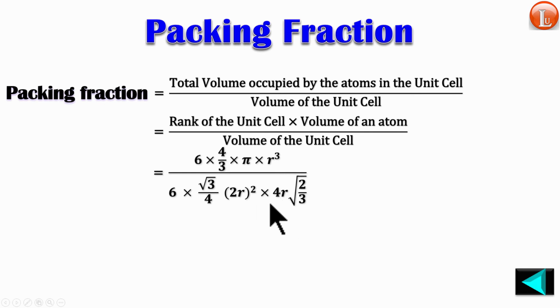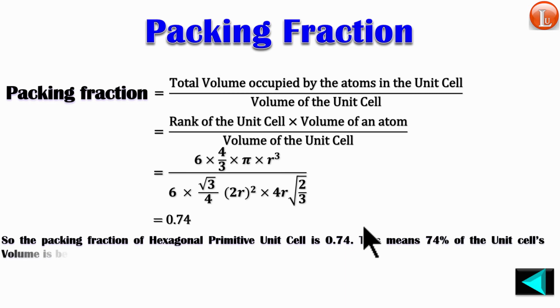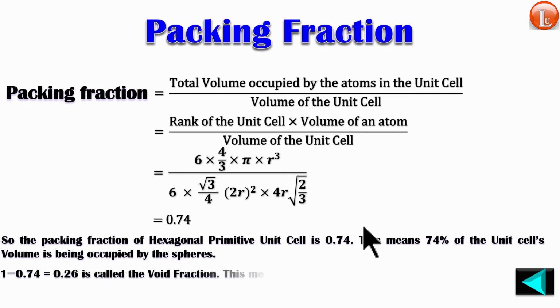Base area into height is the volume, and when we calculate this, magically this figure comes out to be the same as face-centered cubic, 0.74. So the packing fraction of hexagonal primitive unit cell is 0.74. This means 74% of the unit cell's volume is being occupied by the spheres, and 1 minus 0.74, that is 0.26, is called the void fraction. This means that 26% of the unit cell's volume is empty.